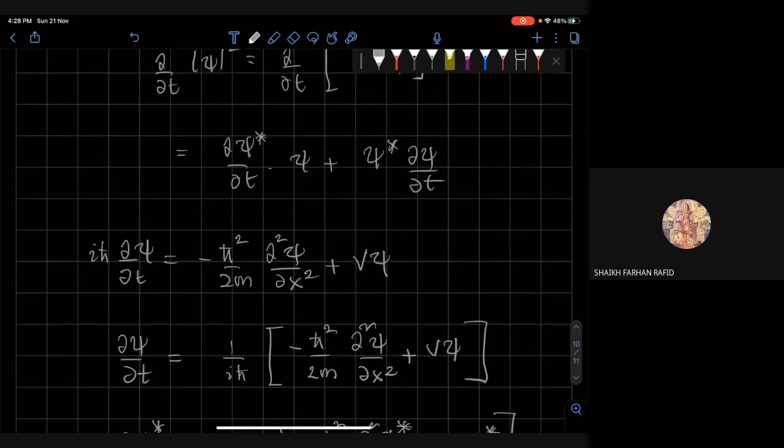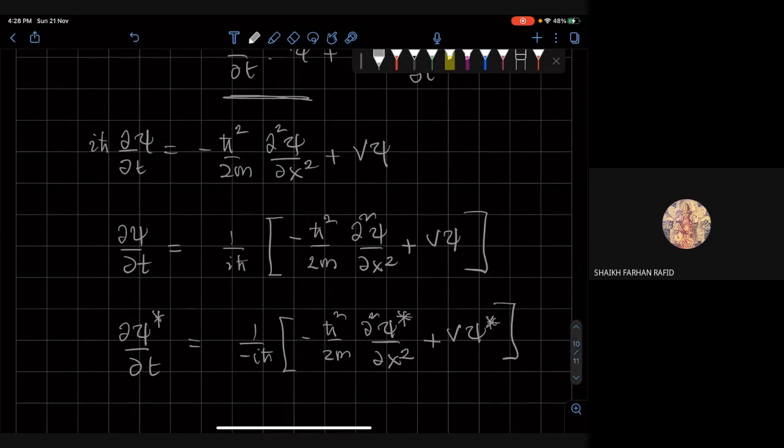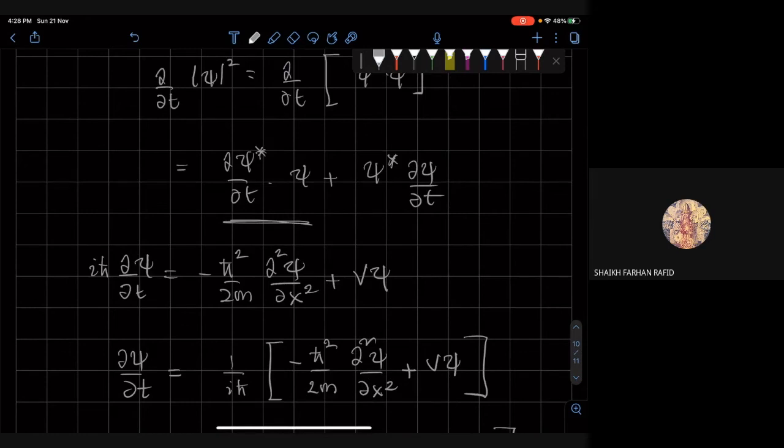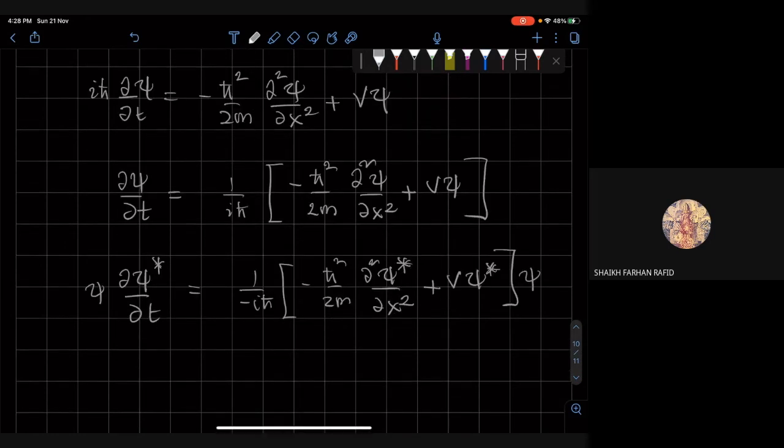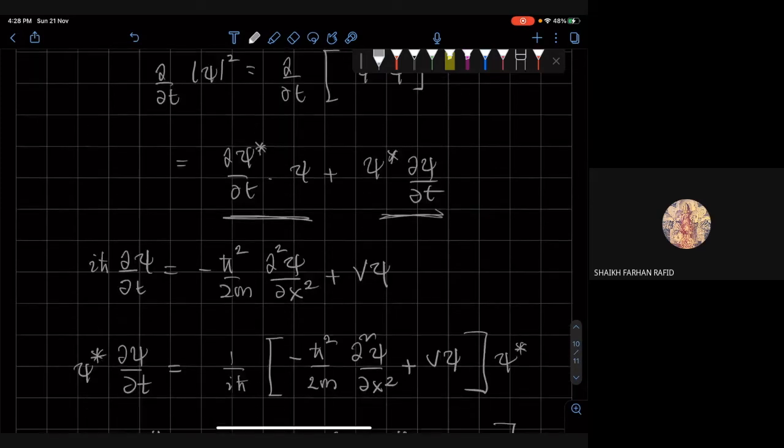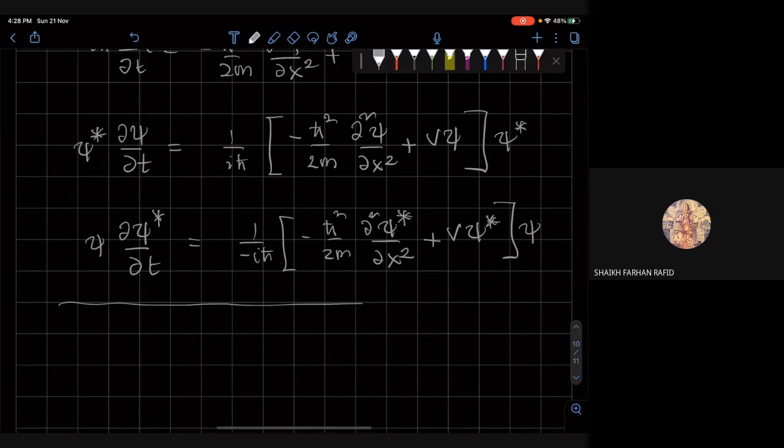And then see that here, this is being multiplied by psi, so I multiply this by psi. And here, this is being multiplied by psi star, so I multiply this by psi star. And these two terms have to be added. If I add these two terms, the left-hand side is del by del t of psi star psi. On the right-hand side, we see that there's a sign difference between this term and this term because of this minus i, right? And the V terms are the same, so this term will cancel this term.